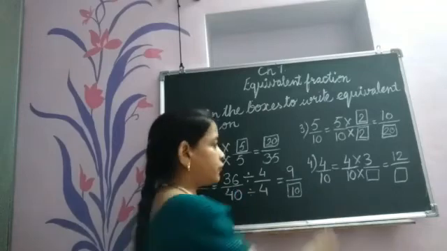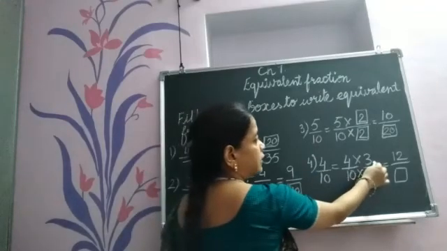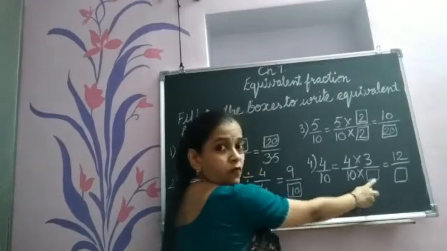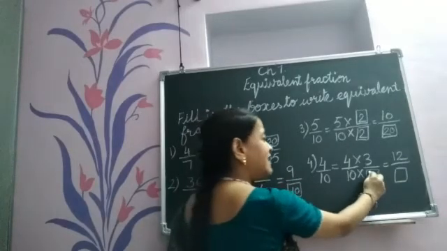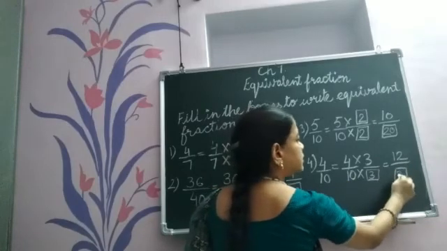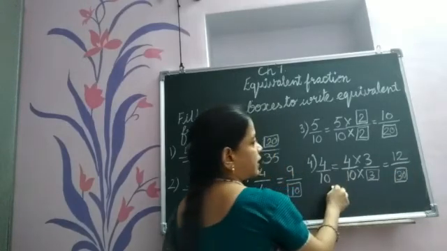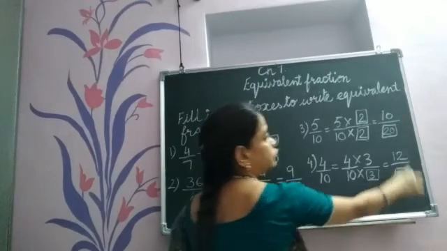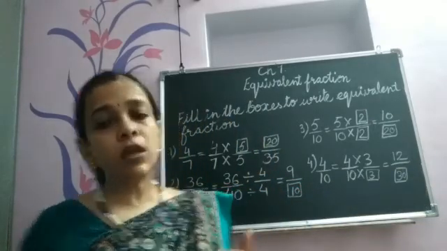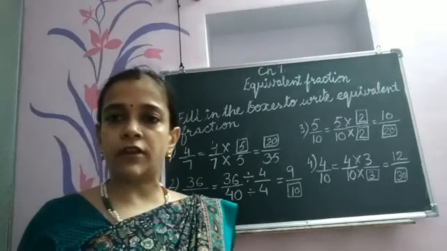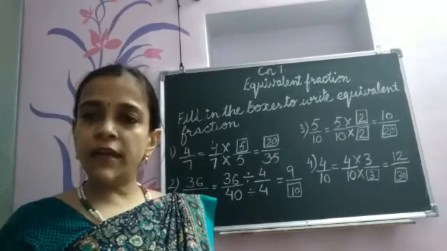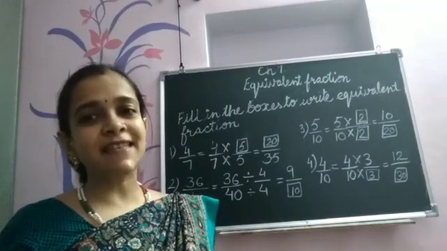Now the last one, 4 upon 10, and there we have multiplied the numerator by 3 to get 12. So what should we write there? 3. Yes, because the same number. And 10 3s are 30. So 4/10 is equivalent to 12 upon 30. In this manner, we can find the equivalent fraction of any fraction. Remember, multiply or divide numerator and denominator by the same number.